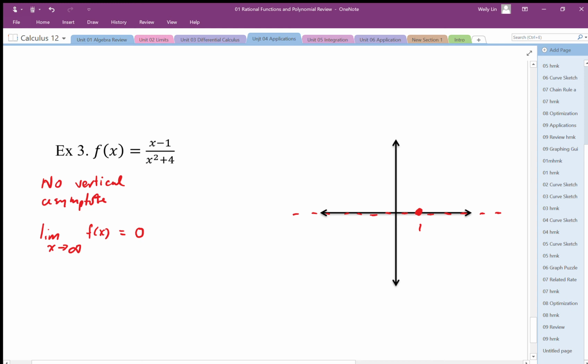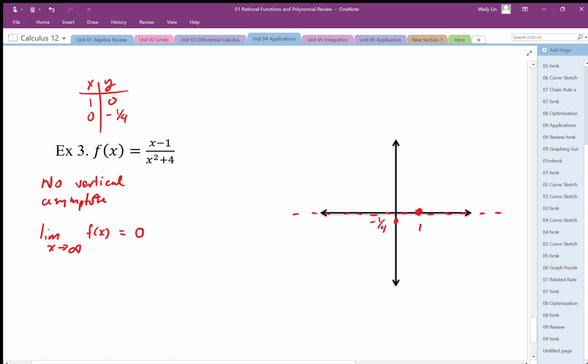The only other point that I can get, and maybe I'll put this in a table of values here, at x equals 1, y equals 0. We also can find the y-intercept. When x equals 0, y equals -1/4 by plugging it in. So I know it's going to be some point over here, -1/4. Okay, so I know it's going to go through the 0. It's going to have an asymptote at 0. So something's got to happen here.